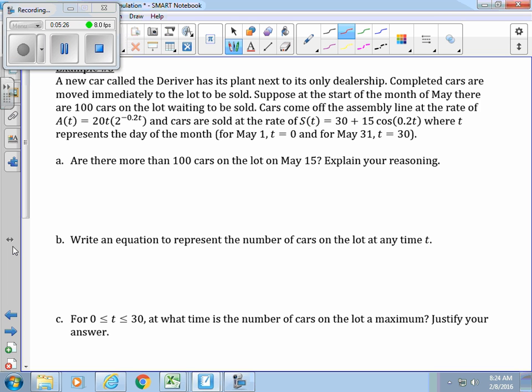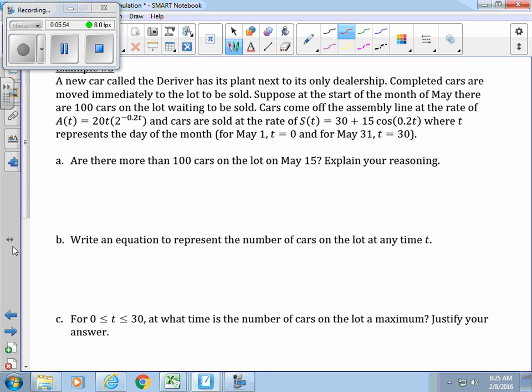And it says we start with 100 cars on the lot. So how could I find out how many cars are on the lot on May 15th? You just plug in 15 into the A of T and then subtract 100. What will A of T give you? The cars that are sold, or the cars that have come off the assembly line. The rate of the cars that come off.